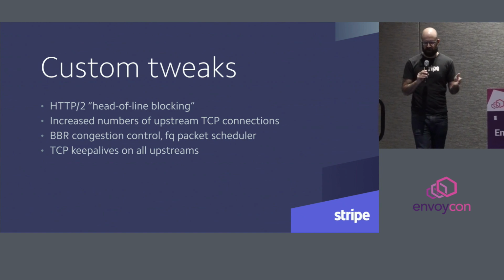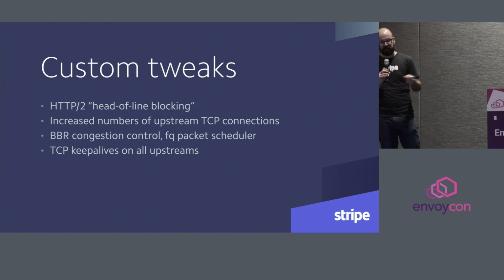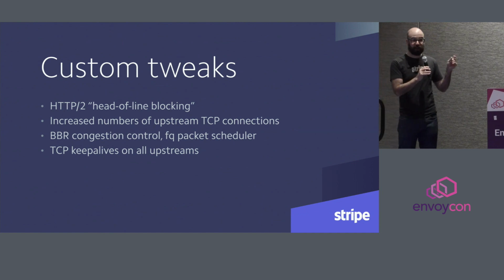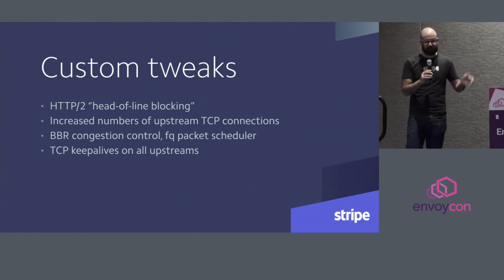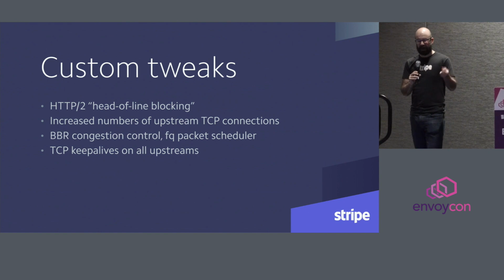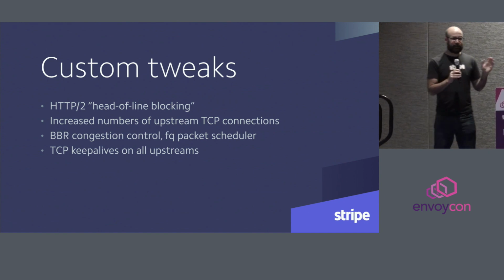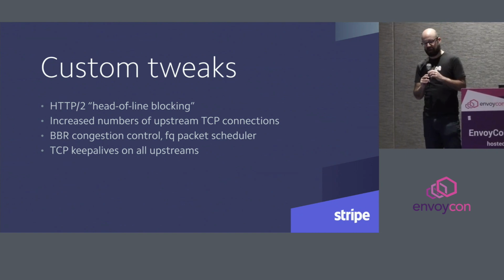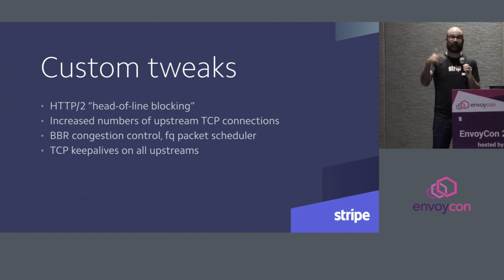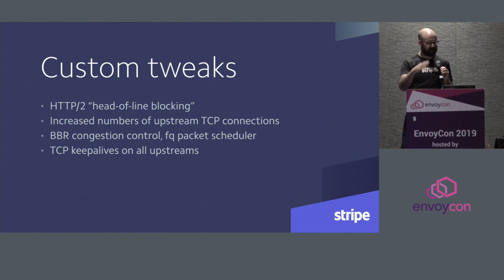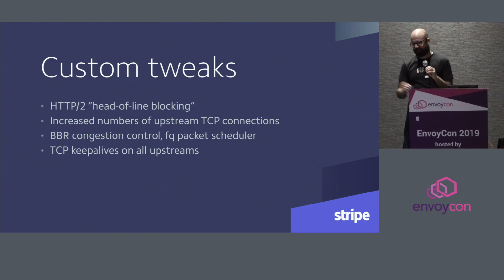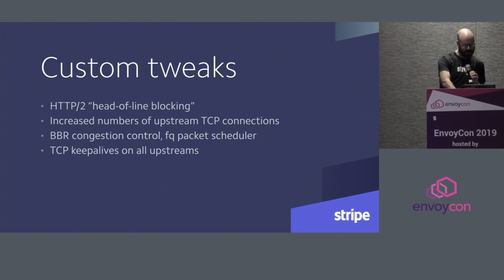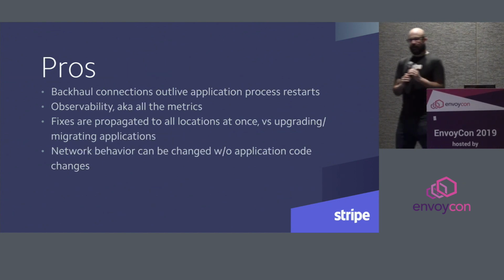So again, BBR congestion control was something we used, along with the FQ, fair queuing, packet scheduler. These are all things I don't have time to dive into. We also enabled TCP keep alives on all of our upstreams. Depending on your cloud provider and what middle boxes you might have in your architecture, this becomes pretty important to not have connection state get garbage collected out from under you. If you find me later, we can talk all about the fun problems that come with that. So let's look back.